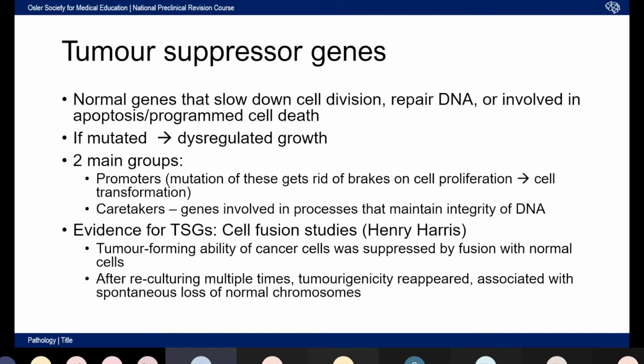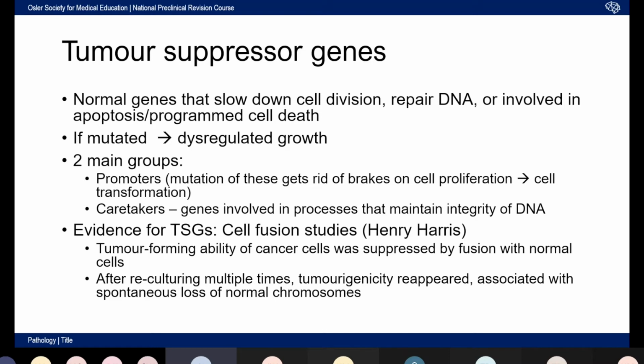Okay, so now on to tumour suppressor genes. Tumour suppressor genes normally prevent tumour growth when they're not mutated, and they can be mutated or lost in malignant tumours. And if they're mutated, they lead to dysregulated growth. So there are two main groups of tumour suppressor genes. Promoters, so mutation of these gets rid of brakes on cell proliferation and leads to cell transformation.